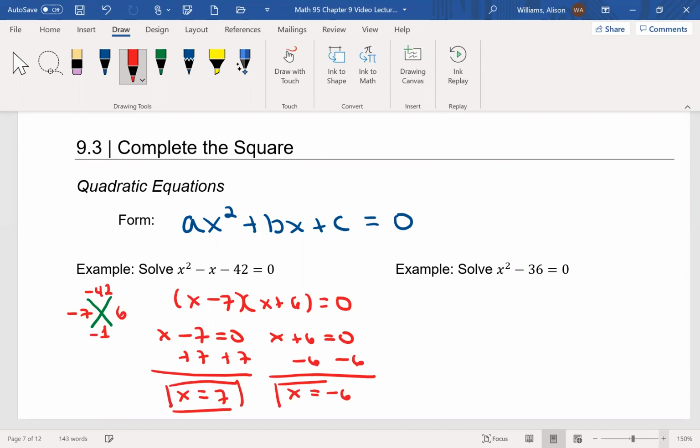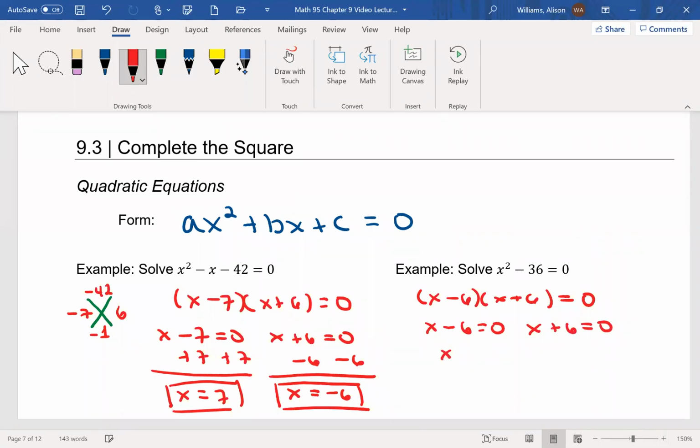Let's look at this next example. This example can actually be solved two different ways. So if we use the factoring method, we would use a difference of squares, and it would factor into x minus 6, x plus 6, and then setting those two things equal to 0 is going to give me x equals positive 6 and x equals negative 6.